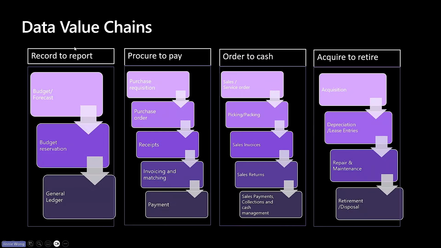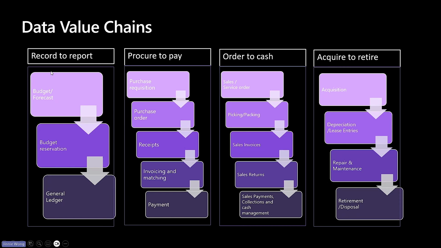I want to talk a little bit more about the data value chains. As I mentioned earlier, the finance data value chain is broken up into these 4: record to report, procure to pay, order to cash, and acquire to retire. Business Performance Analytics is currently in public preview. In public preview today, if you were to join, you'd be able to enable and experiment with record to report and procure to pay. We are slowly beginning to roll out order to cash, and closely after we'll roll out acquire to retire. Now you'll be able to see each of the transactions in this data value chain.